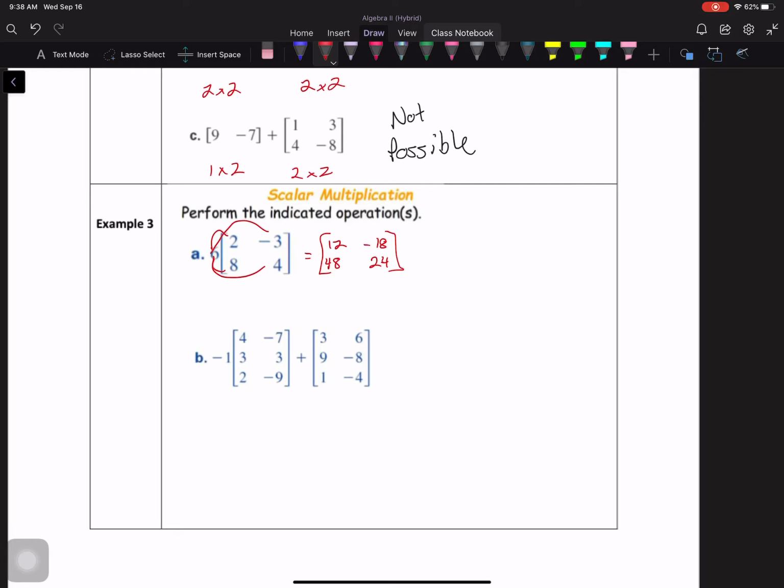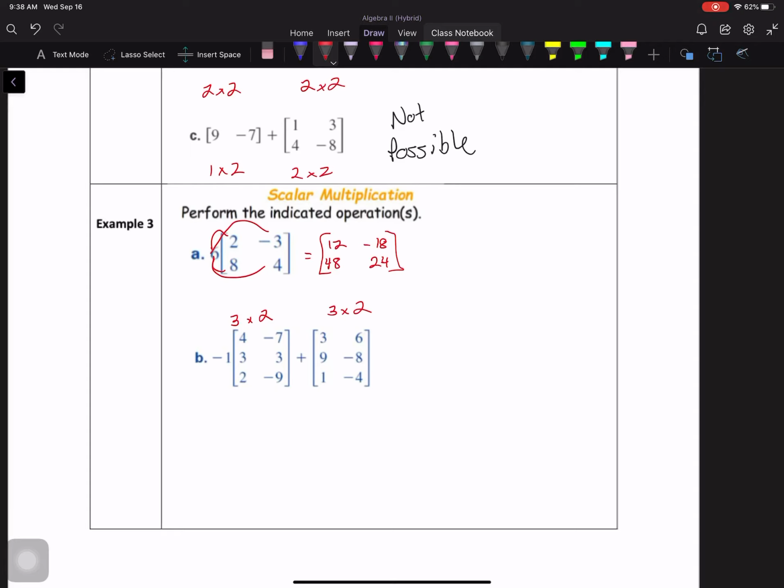These questions can get a little more difficult, obviously. If you look at letter B, we have some scalar multiplication out front. And we also have to add. So, first of all, to make sure we can even add, we can always do scalar multiplication. But to make sure we can add, we have a three rows by 2 columns, and we have a 3-row by 2 column matrix there. So we can go ahead and add these.